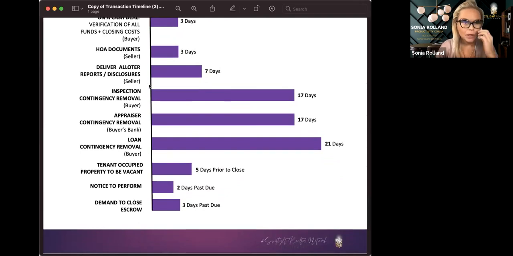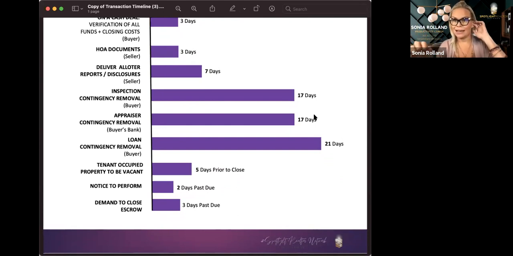Okay, so when you get to the end of these days, there's a removal of contingencies form in your zip forms, and it has options. It has only remove inspection contingency, only remove appraisal contingency, only remove loan contingency, or you check boxes for which ones you want to remove, or you just check the box to remove all.